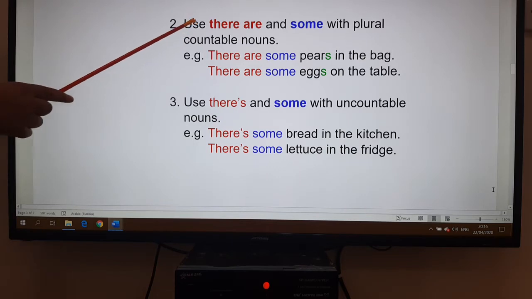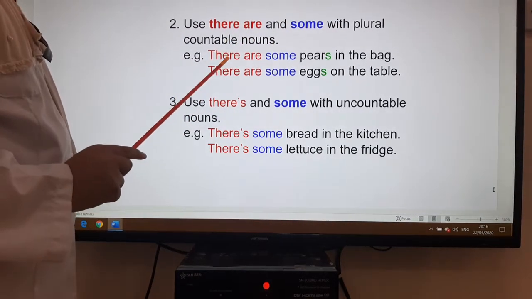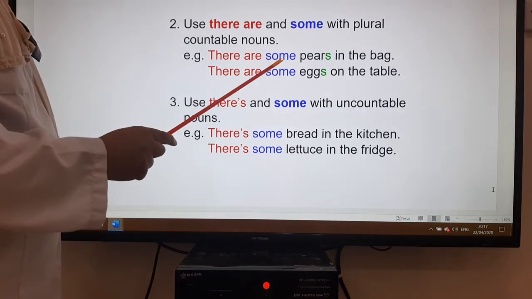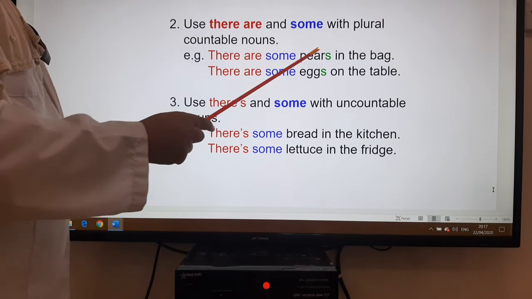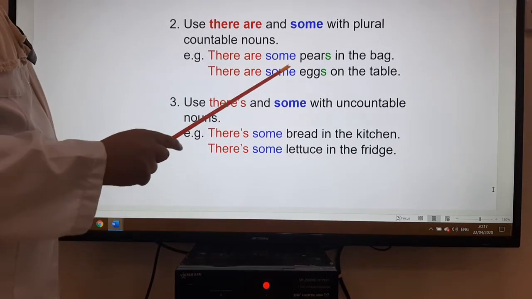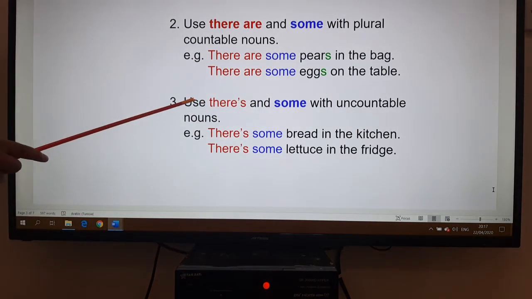For number 2, we say there are and some with plural countable nouns. So we can say there are some pears in the bag, but we can also make a number here. There are 4 pears, for example. There are some eggs on the table. There are 6 eggs on the table is also possible.